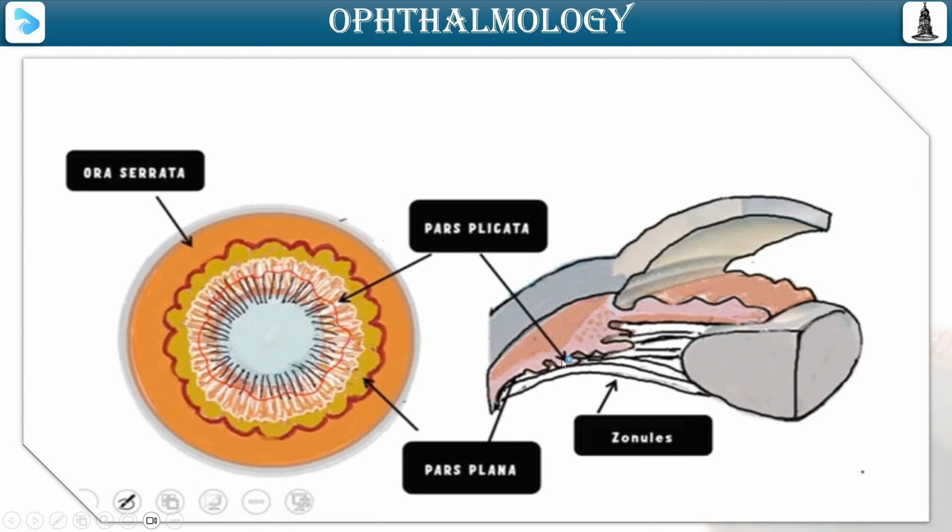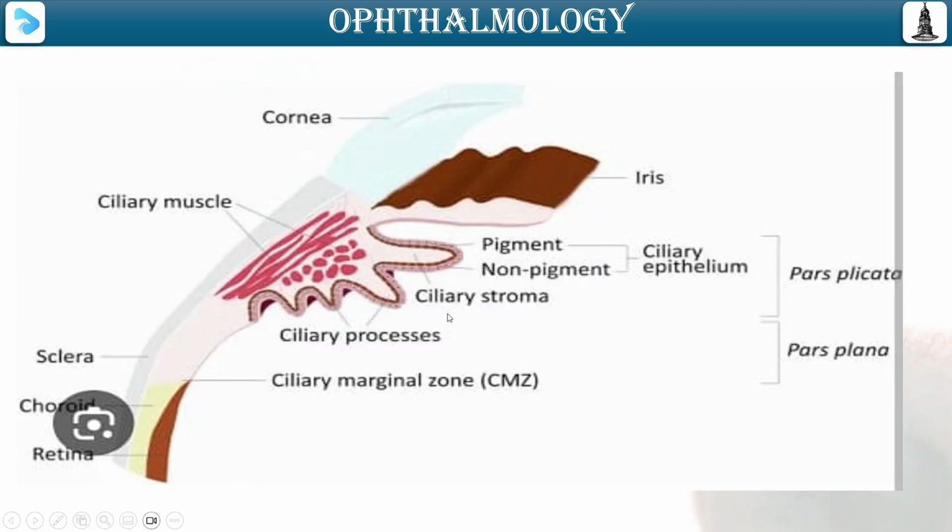In a side view, this is the pars plicata, this is the processes here, and this is the pars plana, which is here. Okay, so let's start with the pars plicata, the processes part. The processes part here is covered with epithelium. This is the epithelium that covers the processes part.